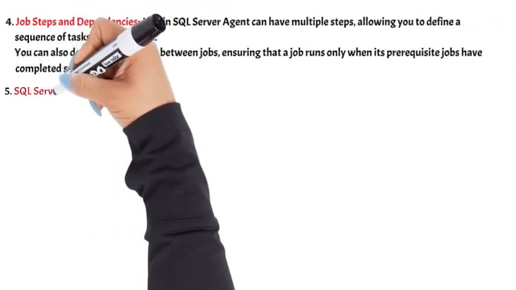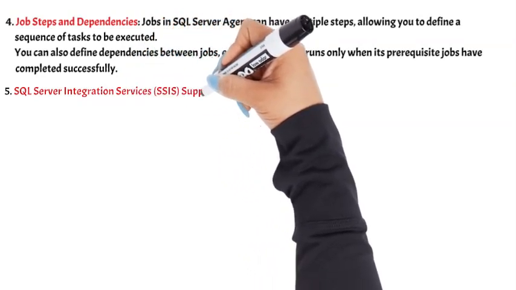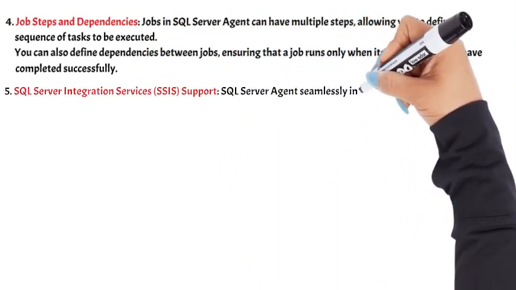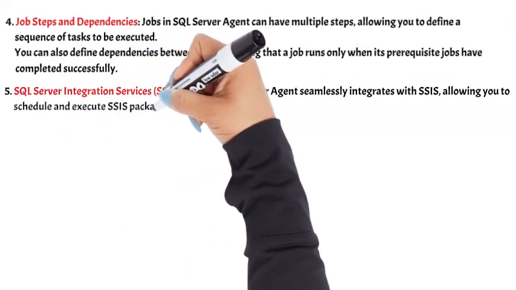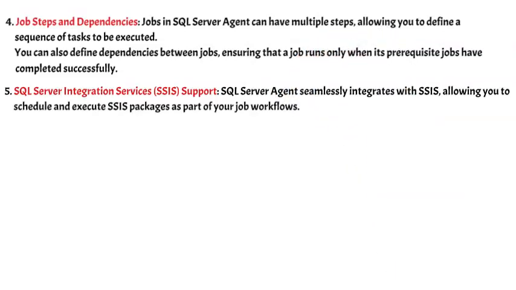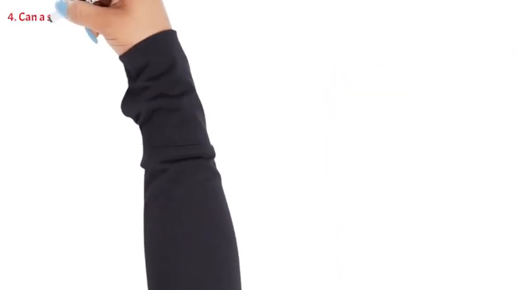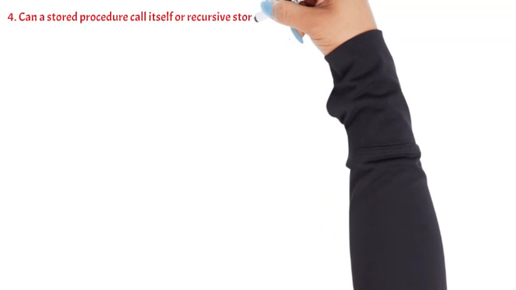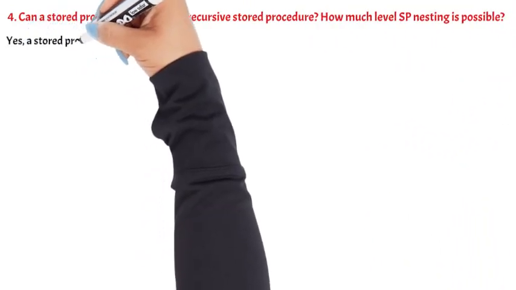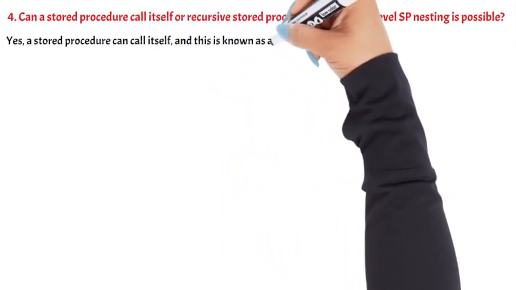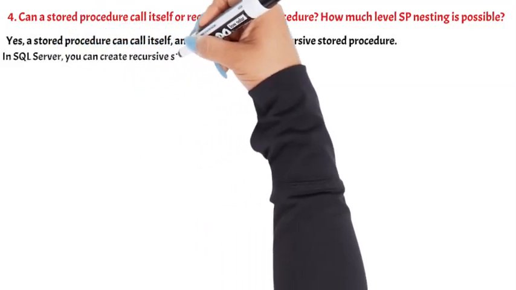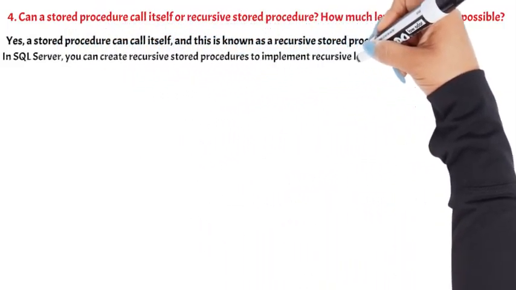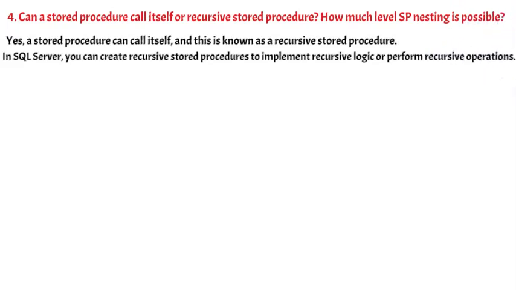5. SQL Server Integration Services (SSIS) support. SQL Server Agent seamlessly integrates with SSIS, allowing you to schedule and execute SSIS packages as part of your job workflows. 4. Can a stored procedure call itself for recursive stored procedure? How much level of nesting is possible? Yes, a stored procedure can call itself, and this is known as a recursive stored procedure. In SQL Server, you can create recursive stored procedures to implement recursive logic or perform recursive operations.